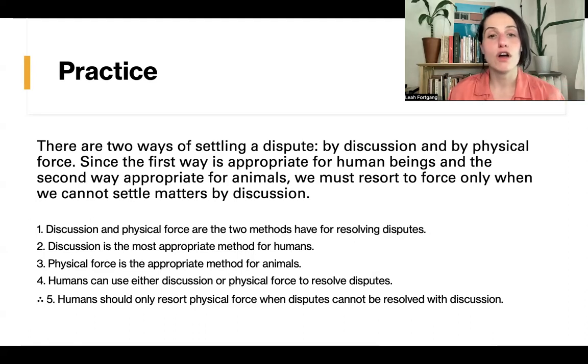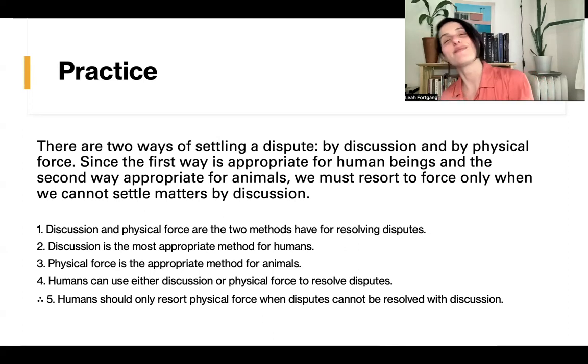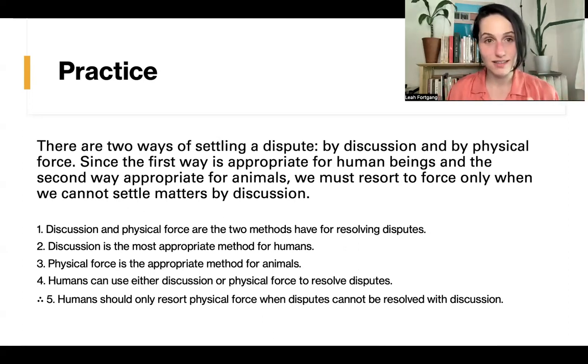Discussion and physical force are the two methods for resolving disputes. Discussion is the most appropriate method for humans. Physical force is the most appropriate method for animals. Humans can use either discussion or physical force to resolve disputes. Therefore, humans should only resort to physical force when disputes cannot be resolved with discussions.